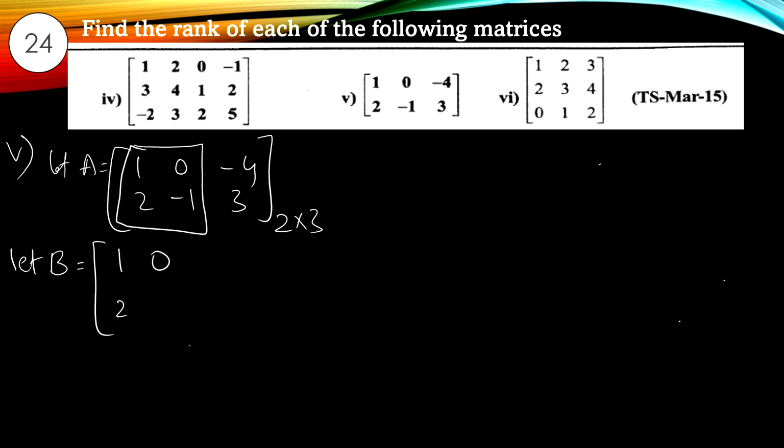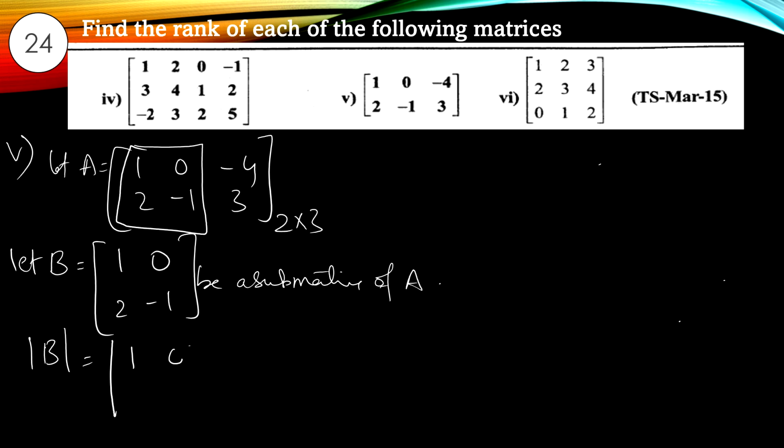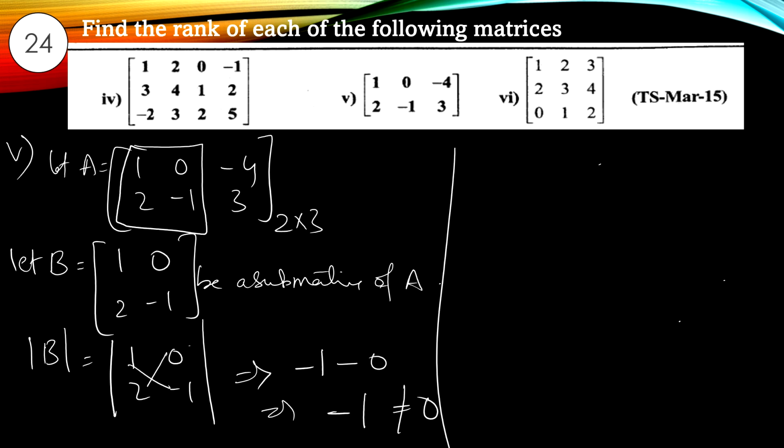So 2 into minus 1. Let B be a submatrix of A. Now calculating the determinant of this B: 1, 0, 2, minus 1. From this 1 into minus 1 is minus 1, minus 0 into 2 is 0. So from this we will get minus 1, which is not equal to 0. Therefore the determinant of B is not equal to 0.